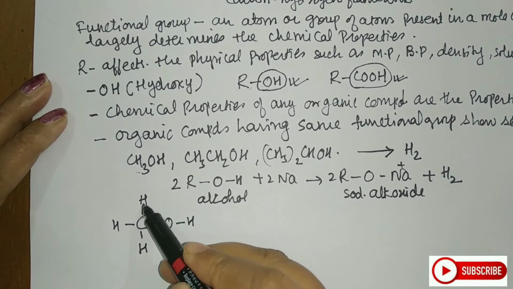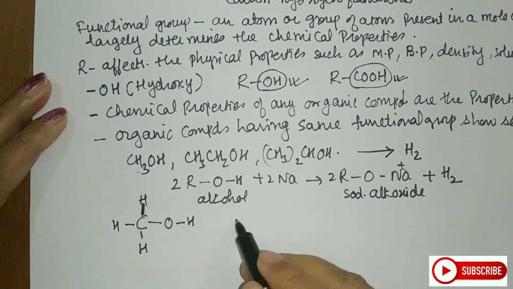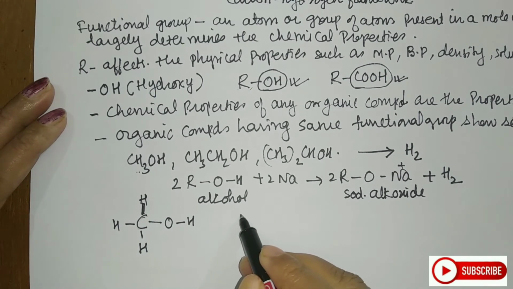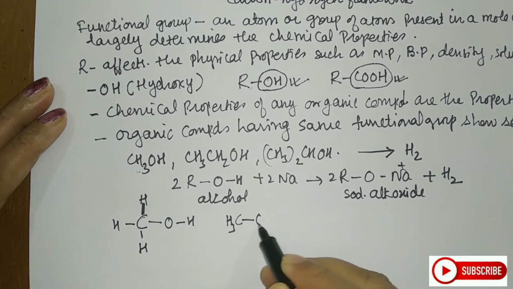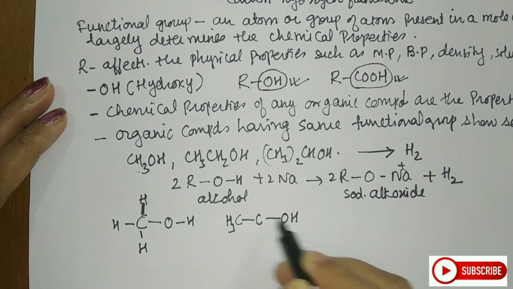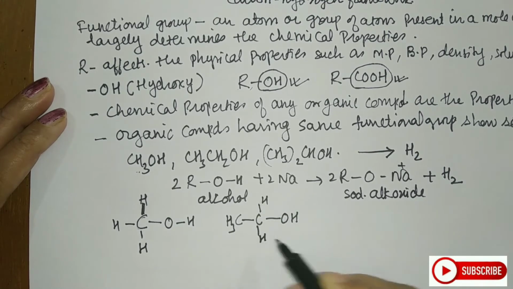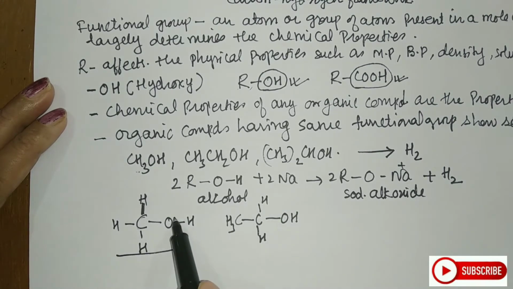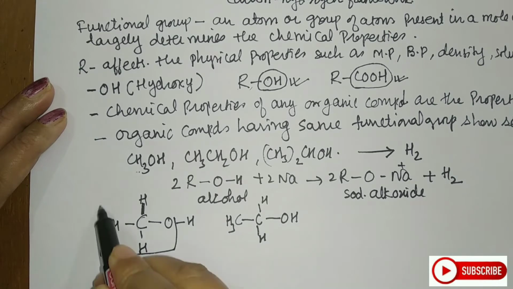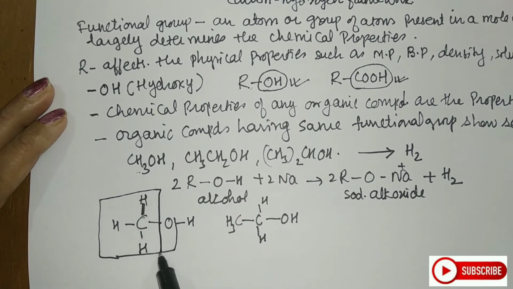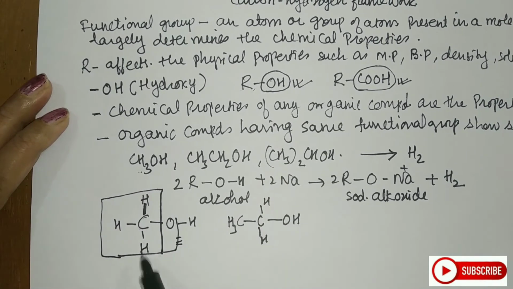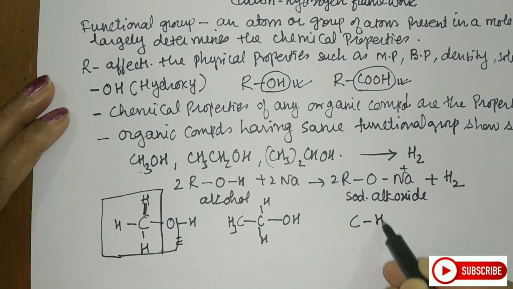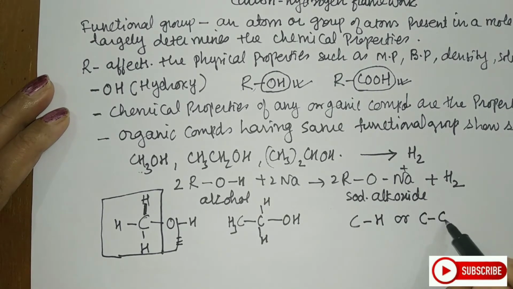Means there is a CH bond present. If I take ethyl alcohol, then I will have CH3COH and H and H. Means if you see the bonds which are present in the R group, they are mainly the bonds between C and H or C and C.